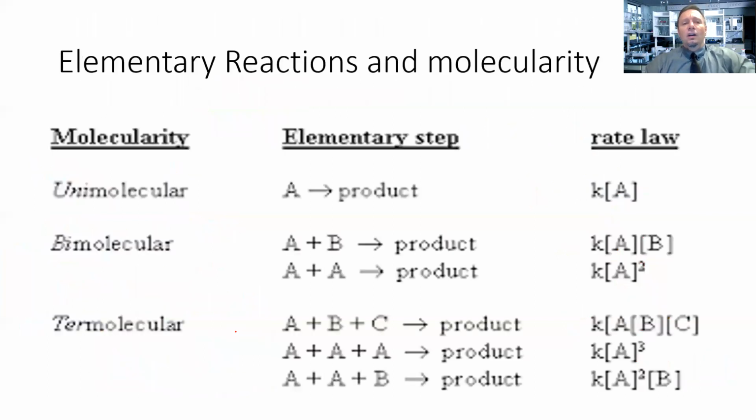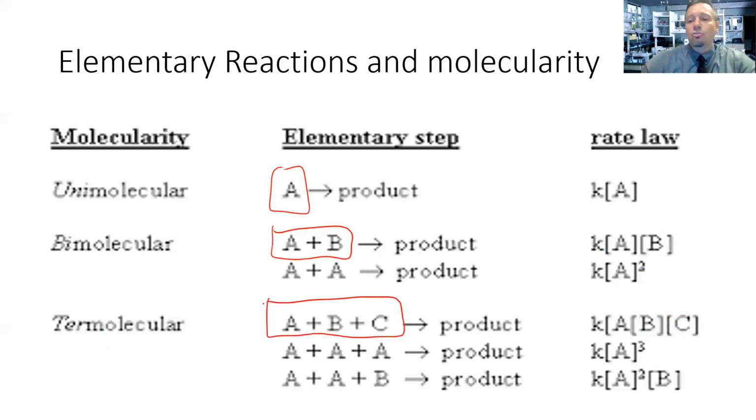All right, so elementary reactions and molecularity. That's a big word there, molecularity. And you have unimolecular, bimolecular, and termolecular. And that is talking about the number of reactants that you have. You have 1 that's unimolecular, you have 2 that's bimolecular, you have 3 that's termolecular.